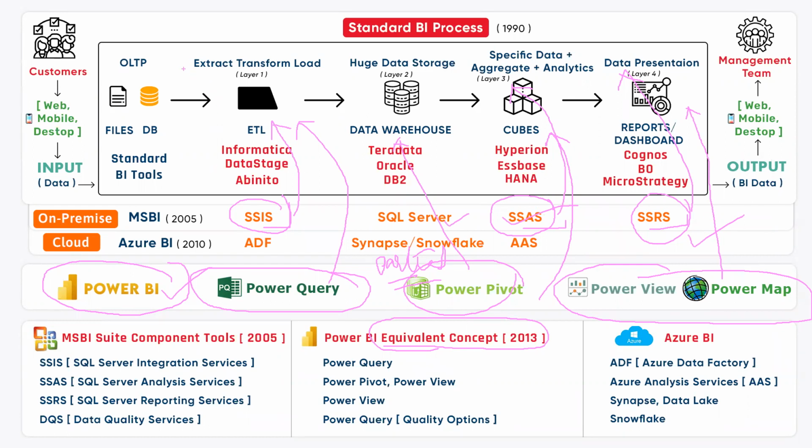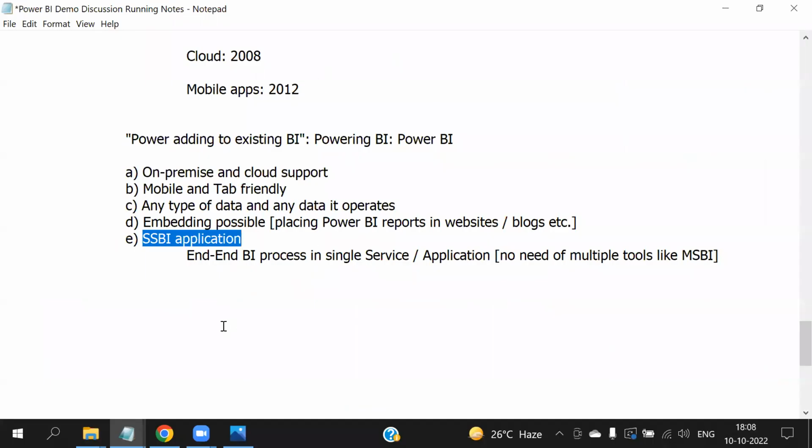So early BA, very old BA, legacy BA, multiple tool, multiple resources required. With MSBA, one suite is sufficient. Now Microsoft reduce that suit to single application. This is a major reason why people run behind Power BI. Got it?